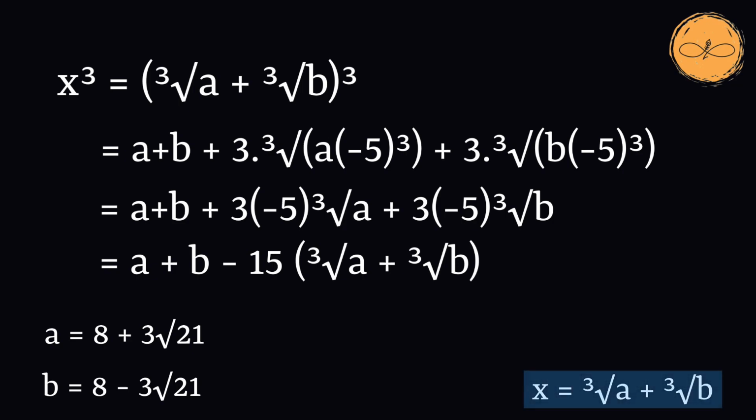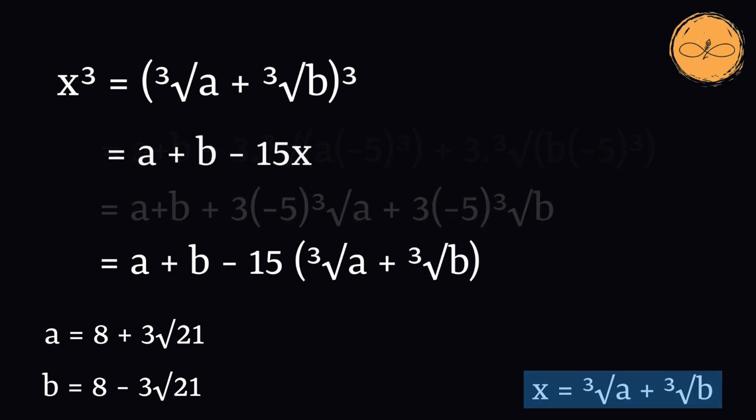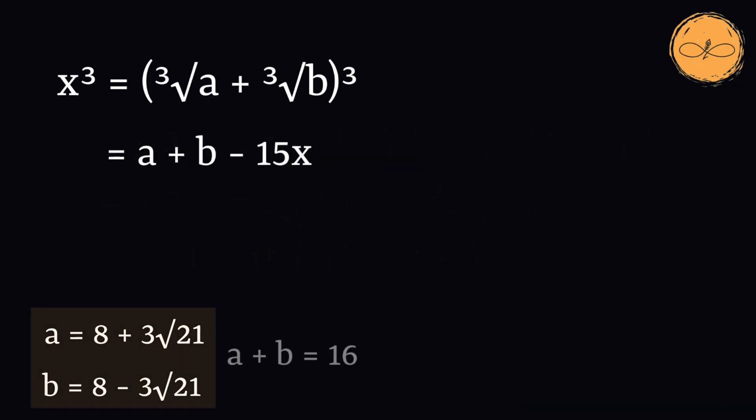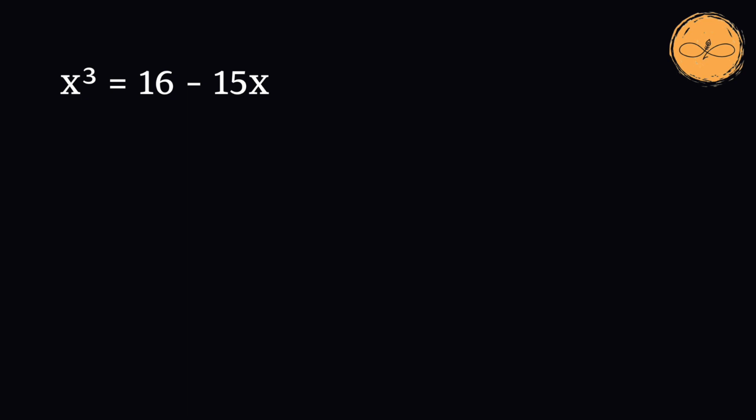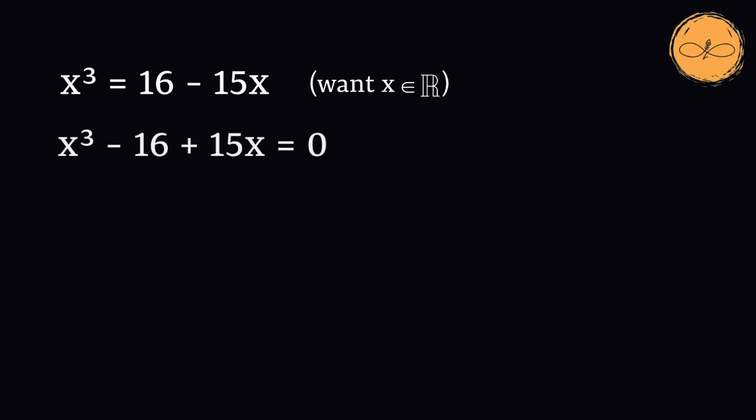We now recall that x was defined to be exactly this quantity, so we can substitute that in. Now a plus b will be equal to just 16 because the square root terms will cancel. So we end up with a simple polynomial expression: x cubed is equal to 16 minus 15x. If there's a solution in this equation, we're looking for a real value to be the answer to our original expression, so we write x cubed plus 15x minus 16 is equal to 0.